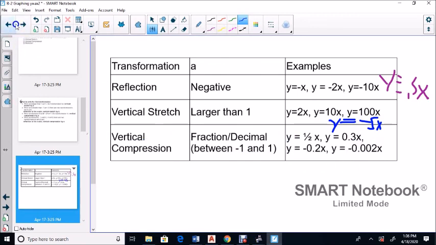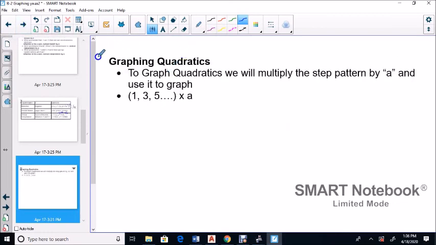The best way to actually see this is to do some graphs. Okay. And in order to graph, we're going to use that step pattern, but we're going to multiply the step pattern by a to graph it. Okay, right now there's a lot of information to process. Hopefully, after we do 3 questions, you'll understand all this.